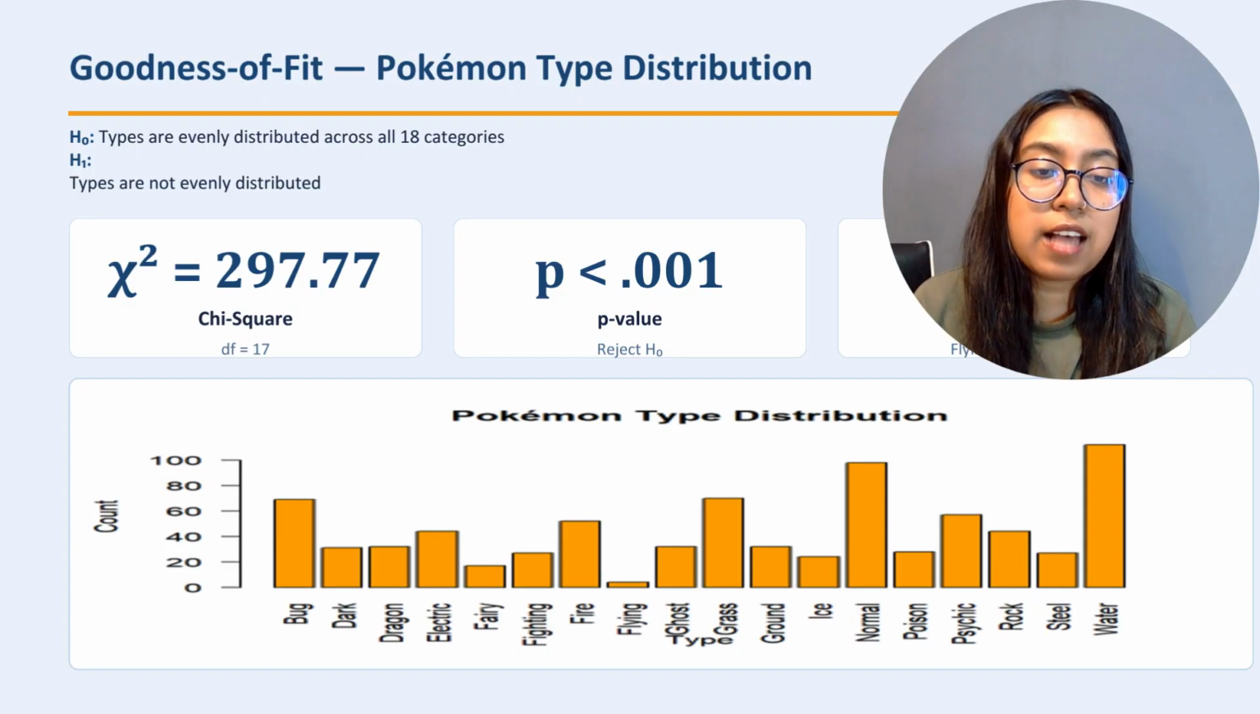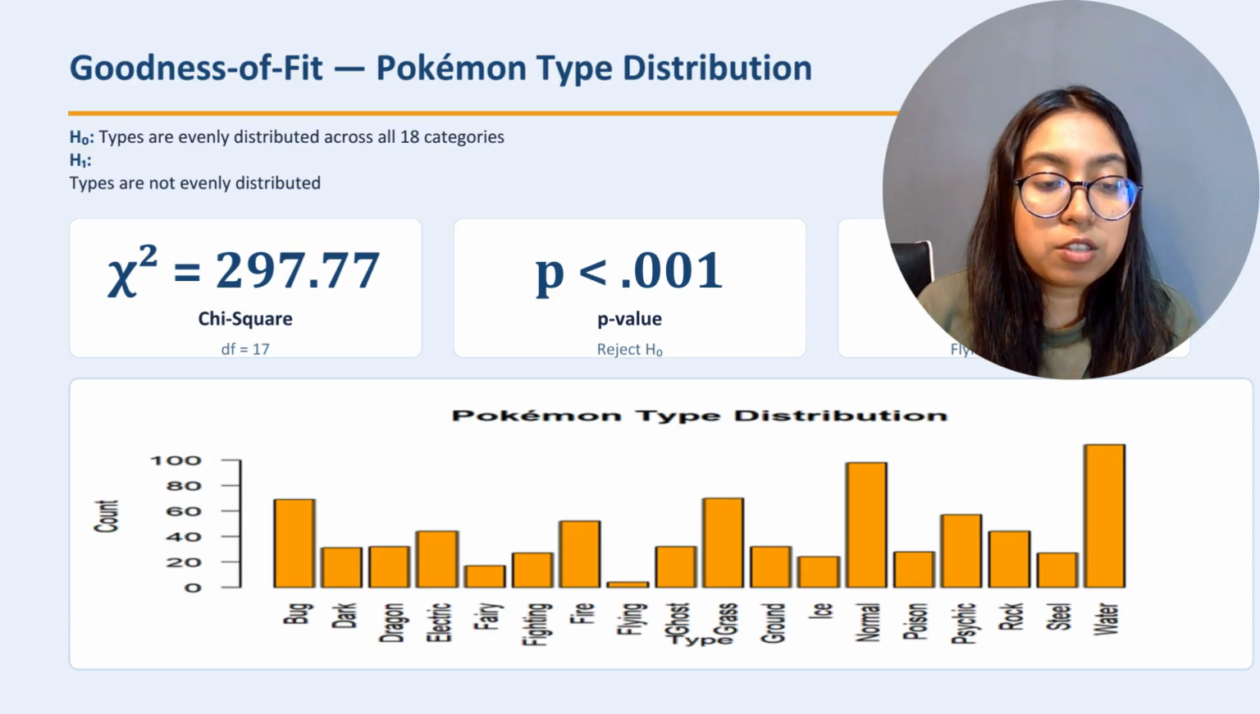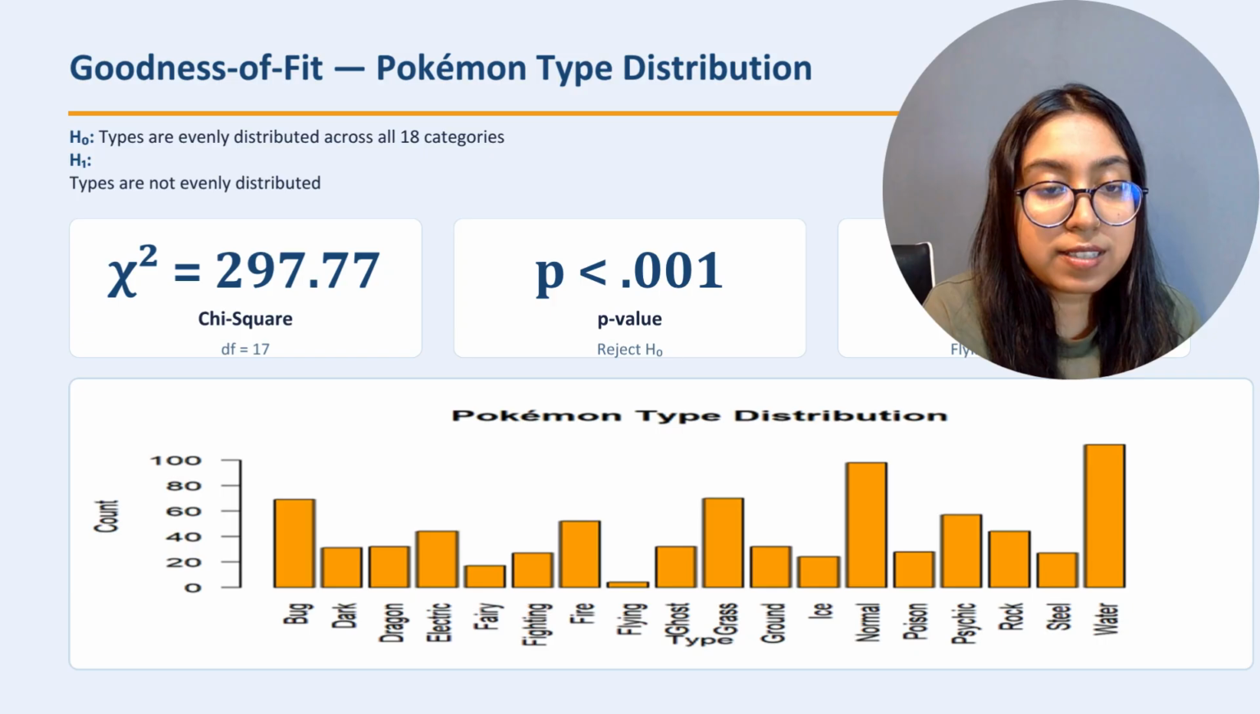Our final analysis asks, are the 18 Pokemon types equally distributed across the database? The null hypothesis was that each type appears at roughly the same frequency, that is, each of the 18 types would have about 44 Pokemon if distributed perfectly uniformly. The alternative hypothesis was that the distribution is uneven.